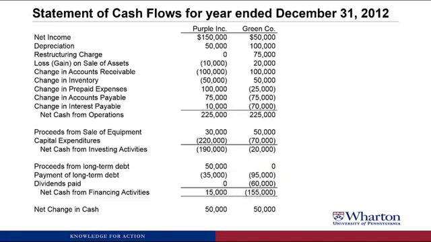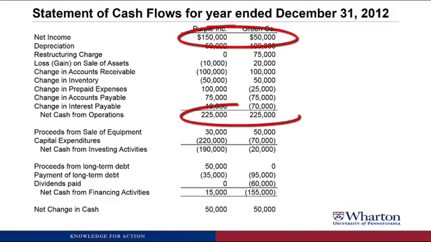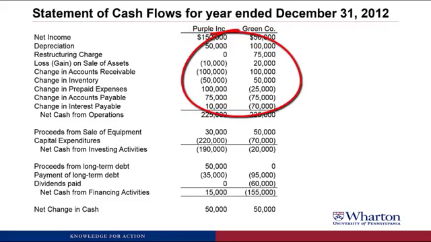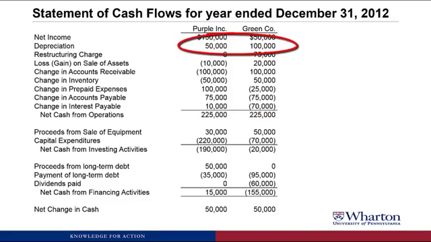Next, I want to take a look at the operating sections in more detail for these two companies. Starting on the top line, we have net income, and we see that Purple has 3 times as much net income as Green, even though their cash from operations are the same. So is Purple 3 times better than Green, or are they the same company? Well, we can learn what's going on with this discrepancy by looking at everything between net income and cash from operations, so all the things that cause them to be different. The first big difference is depreciation. Green has much more depreciation than Purple.